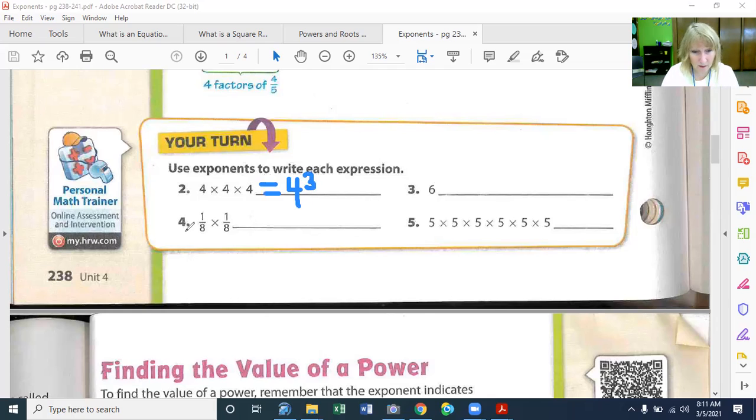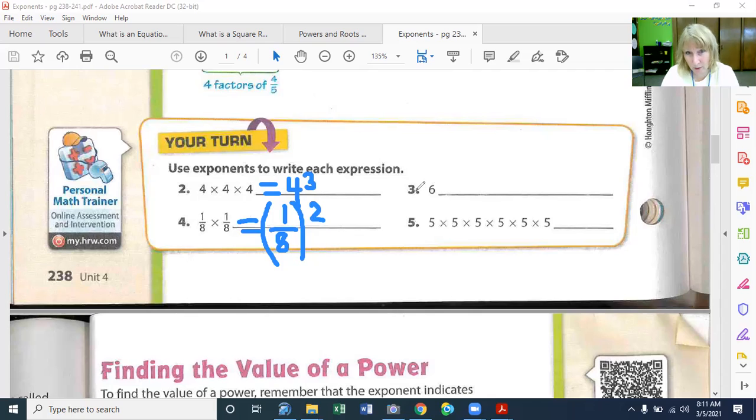Okay, let's skip ahead to 4 for a minute. What's 1/8 times 1/8? How do you write that as an exponent? Well, you would write 1/8 to the, and I always put parentheses around the fractions, 1/8 to the 2nd power. Okay, because it's 1/8 times itself twice.